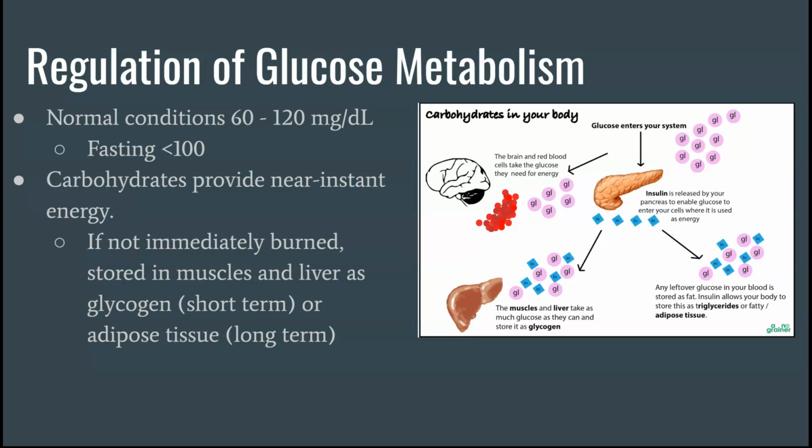If it is not immediately used, and the body cells, the muscles, and the liver have storage space, right? If there's a need for it, they'll store it as glycogen. If they're in a time of plenty, and they think, hey, we're not going to have any periods of starvation anytime soon, they'll store that blood sugar as adipose tissue, right? So when you overeat or eat too many sweets, you start to get fat.